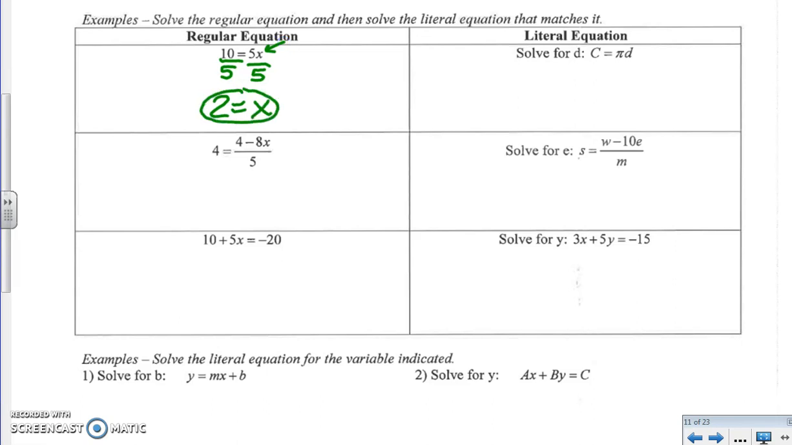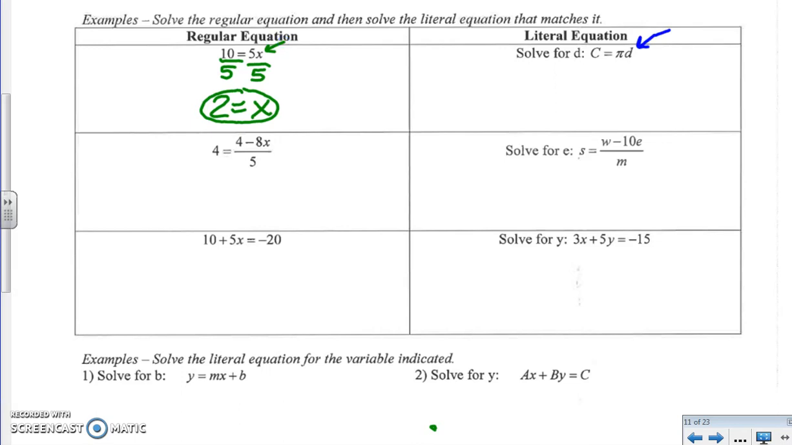The literal equation to the right looks very similar. You have 3 parts. So the c is sort of like the 10, the pi is like the 5, and the d is your variable x. This problem says we're going to solve for d.